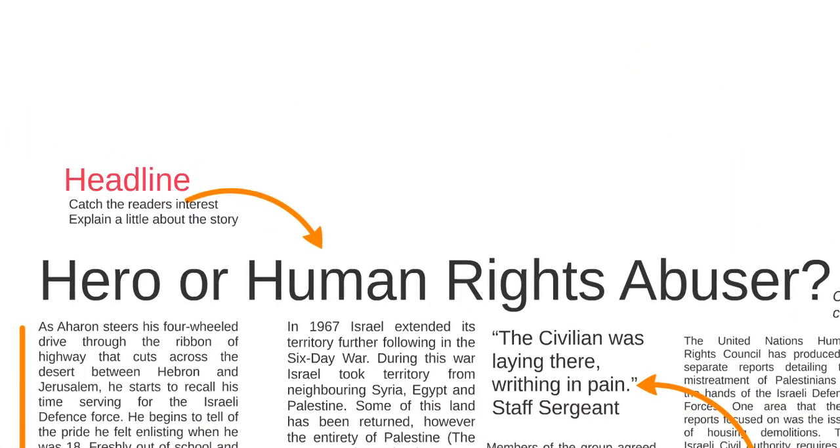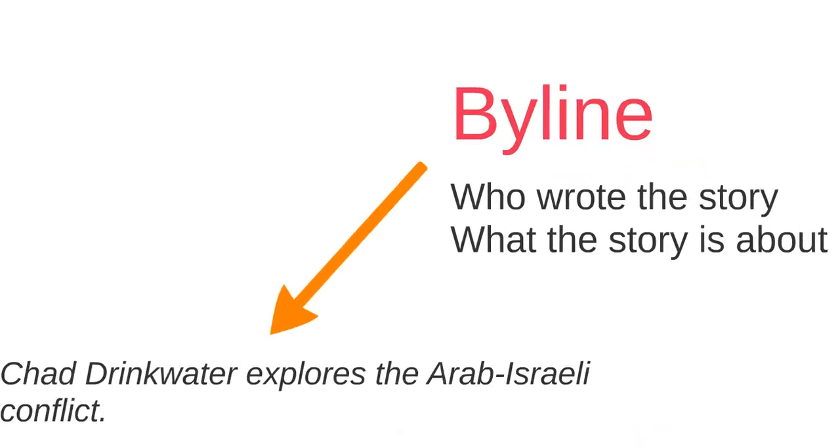We also have a headline. The headline is designed to catch the reader's interest and also explain a little bit about the story. It also includes a byline. It says who the story is by, and it says very succinctly what the story is about.